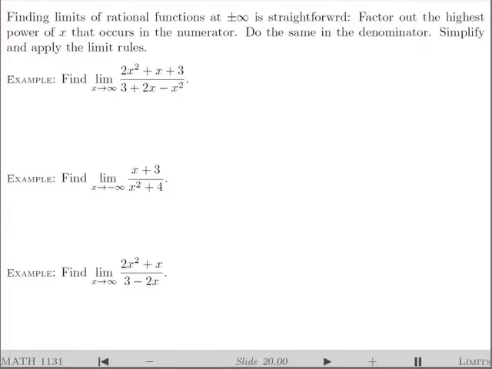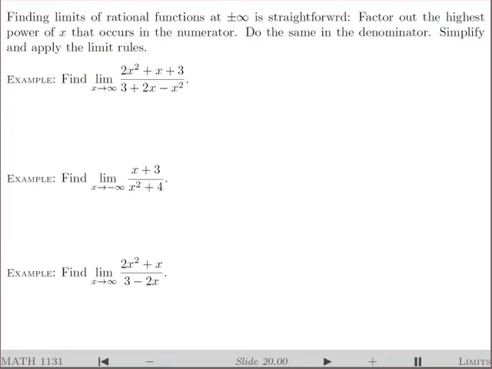Welcome. In this session, I will discuss how to find limits of rational functions at infinity and negative infinity. The idea is somewhat similar to what we did when we had 0 over 0. We tried to factor and simplify, hopefully cancelling out the factor that goes to 0. Here we want to somehow get rid of the factor that goes to infinity.